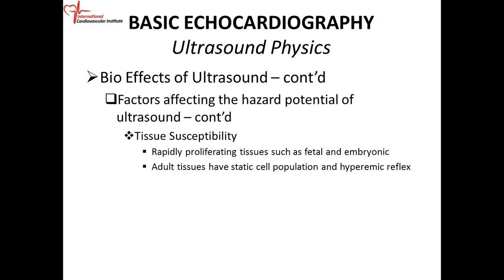Adult tissues have a static cell population and hyperemic response. So what does this mean? In adults, the cells are not growing. They're already finished growing. And when heat is produced, you get hyperemia, you can dissipate the heat, not so much in the fetus. And so if you're doing a lot of ultrasound in early pregnancy, you have to be careful.